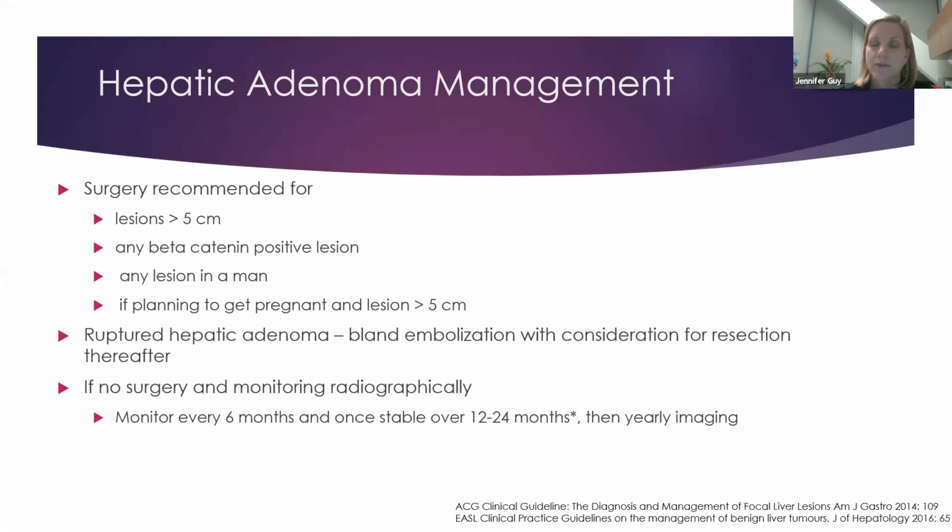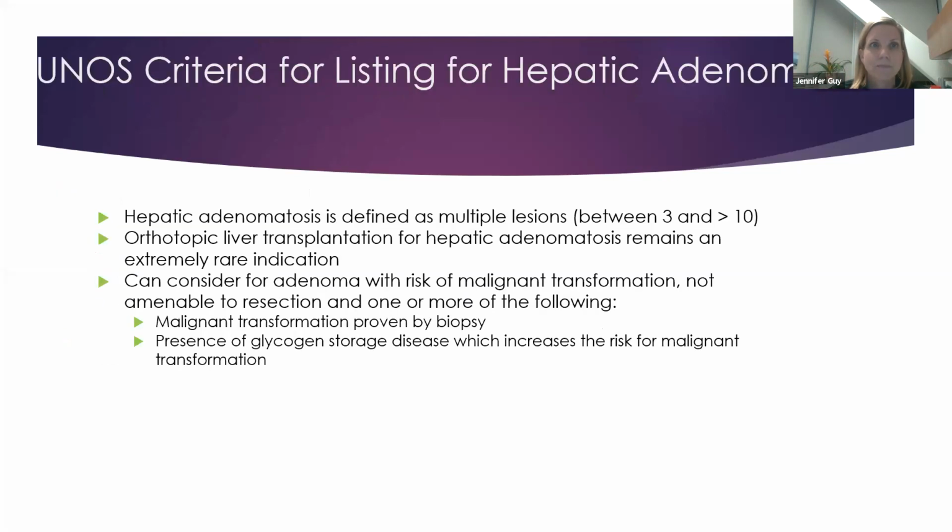And if we're not going to be doing surgery, I already mentioned the monitoring that we follow. So hepatic adenomatosis is where you have multiple lesions, 3 to 10 or more lesions. And these can be seen with glycogen storage disease. And in patients who have hepatic adenomatosis, it's a rare indication for liver transplant.